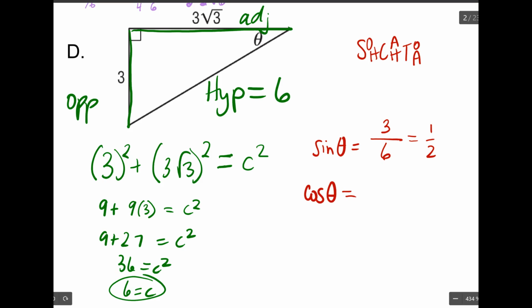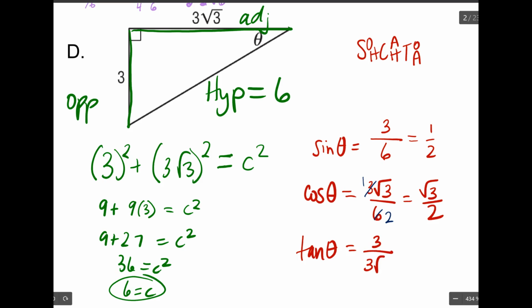It would be 6 over... Cosine? Adjacent, 3√3 over 6, which is √3/2. So if I'm simplifying 3 and 6. So, all right, and lastly, tangent, opposite over adjacent. This is 1 over √3, or you can say √3/3.